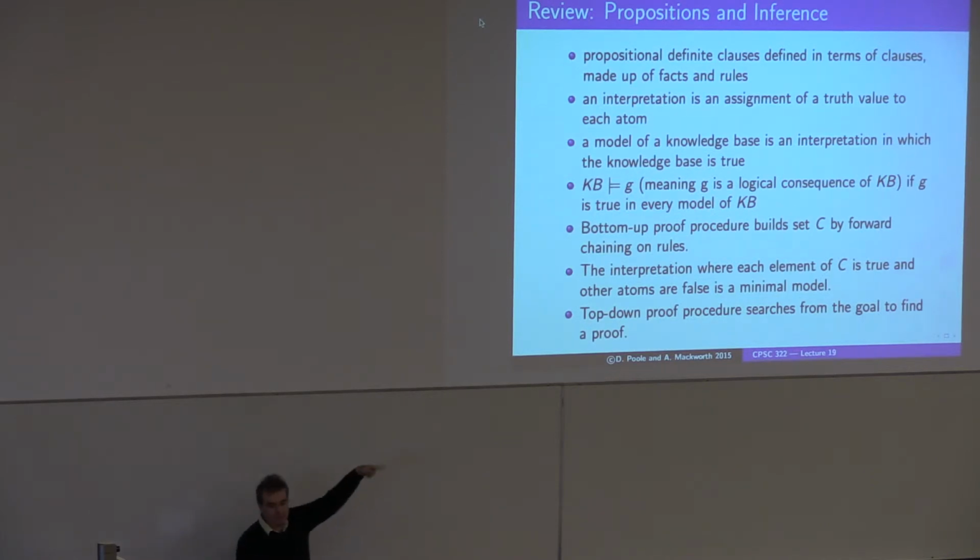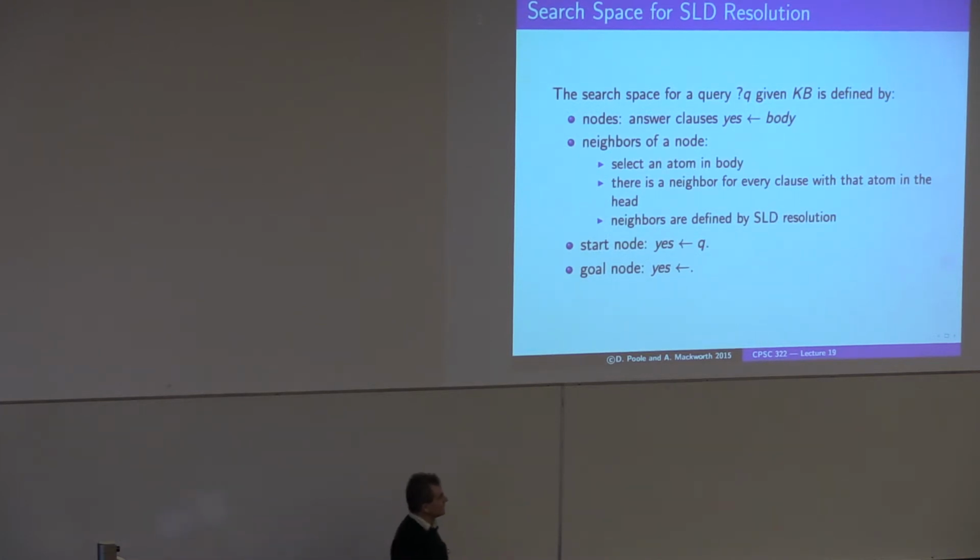Okay, so that's what we did last time. We ended up looking at how this search procedure went, and at the end we looked at the search space for this particular query. This is what we were writing on the board at the end of last time. The search space of a query q, given a knowledge base: we have the nodes, or these answer clauses. The neighbors of the node: you select an atom in the body. Then there's a neighbor for every clause with that atom in the head. The neighbors are defined by SLD resolution, where we replace the selected atom in the body of the answer clause with the body of the clause it's resolving with. The start node is just yes if q, and our goal is just yes. So that's a summary of what we did at the end of last time. Are there any questions about that?